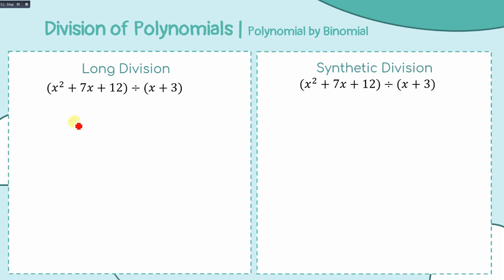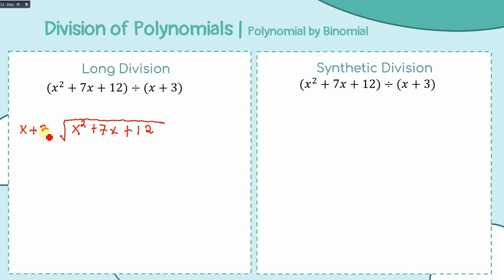Another example of division of polynomials, we will again apply the long division and compare it to the synthetic division method. So in this case, again, arrange the polynomials in descending order based on the degree of each term. So we have x squared, the highest, plus 7x plus 12 as a constant, and divided by the divisor x plus 3. So we will divide x squared plus 7x plus 12 by our divisor x plus 3.